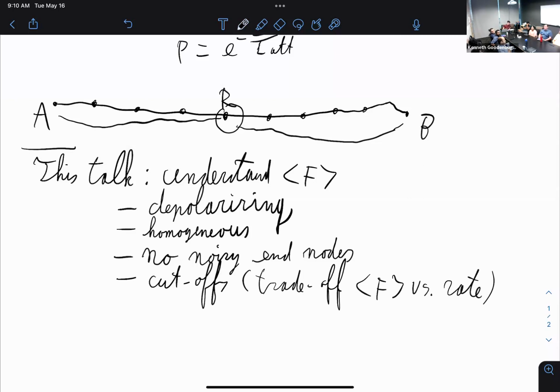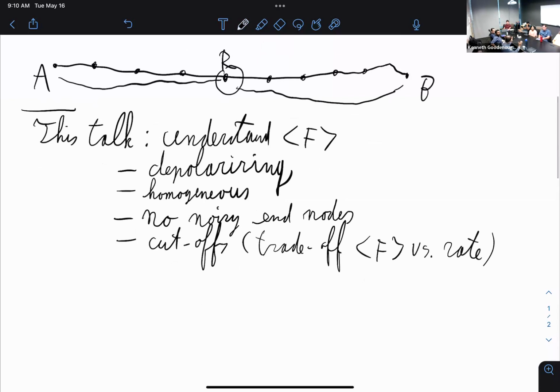And this cutoff is for lengths, for segments between repeaters? So I will consider two different types of cutoffs, and I'll explain later on how to implement them or what they're based on. But in general, the idea behind a cutoff is that you want to impose this trade-off. I mean, you can also select on a certain high fidelity if you want.